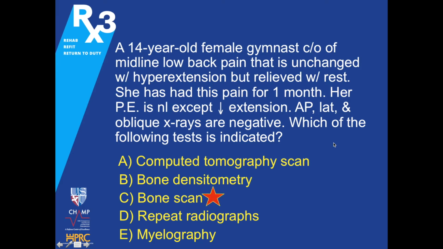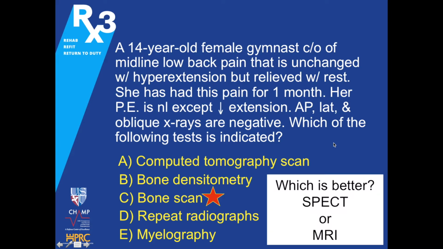Other choices here, that would be a bone scan. And if you did get a bone scan, I would recommend you get a SPECT scan. But should you get an MRI? Well, that really depends on your institution and depends how quickly you can get the test and what your consultants want. I have started gravitating to use an MRI more, but there's certainly nothing wrong with getting a SPECT scan or a bone scan.